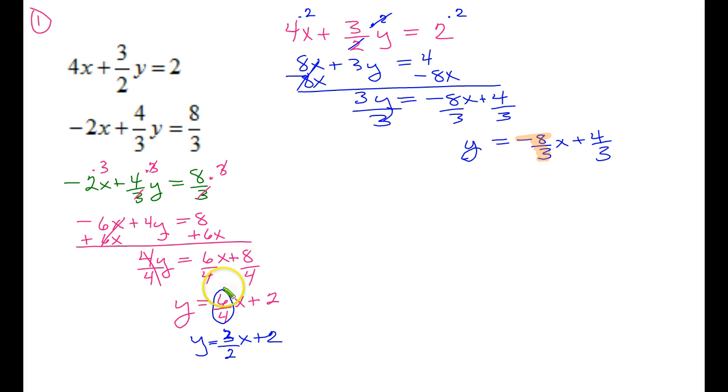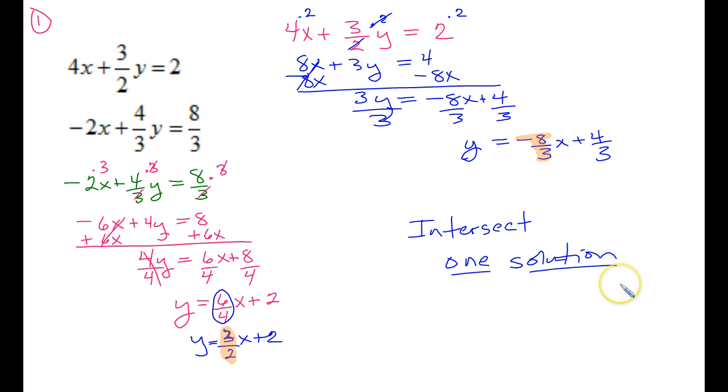And if I compare the slopes then, this equation has a slope of 3/2, and this one is negative 8/3. Those are not the same. So if lines have two different slopes, they will intersect. And then how many solutions will they have? One solution. So the question will be A, and the choices will be A, one solution, B, no solution, C, infinite solutions. This one, if they have different slopes, they're going to cross, so they have one solution.